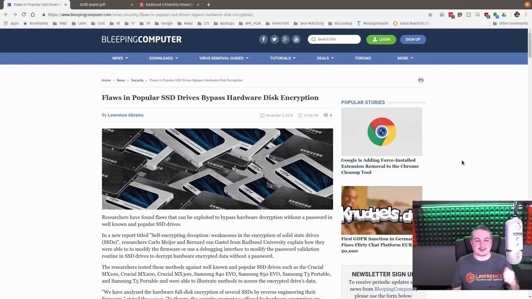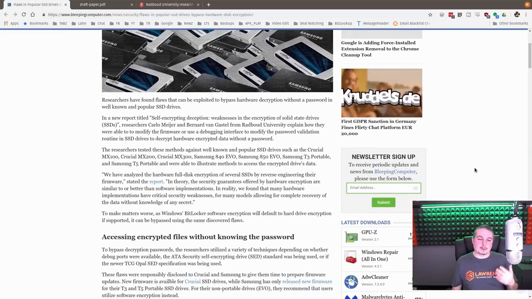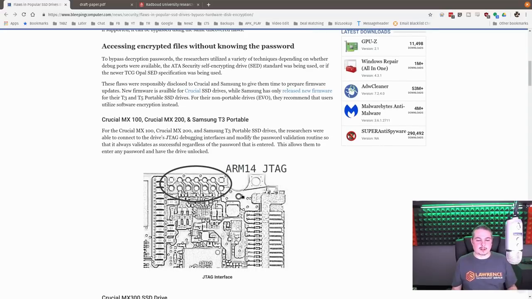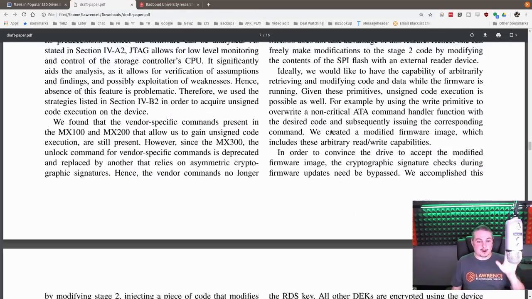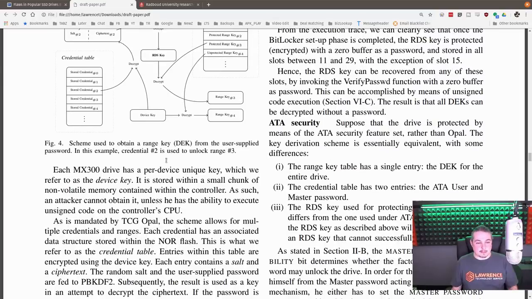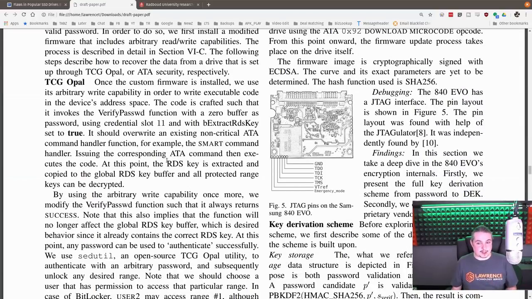Flaws in popular SSD drives bypass hard disk encryption. It's a mouthful, but there's a lot to this. They only tested a few of these drives, and what they discovered was that they could use the JTAG on the drive to re-access the firmware, reverse engineer it, and learn that they weren't storing the self-encrypting drive passwords properly, in a way that was not unbreakable. So these security researchers put together an entire paper on how they did it, how they reverse engineered it, and the methods they used to decrypt the encrypted drives.